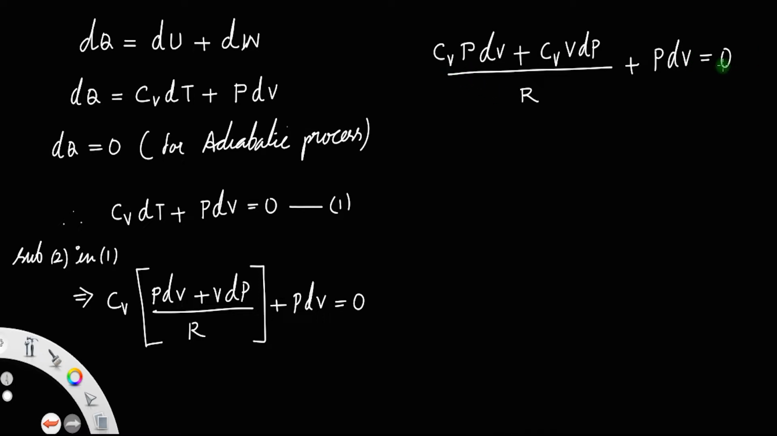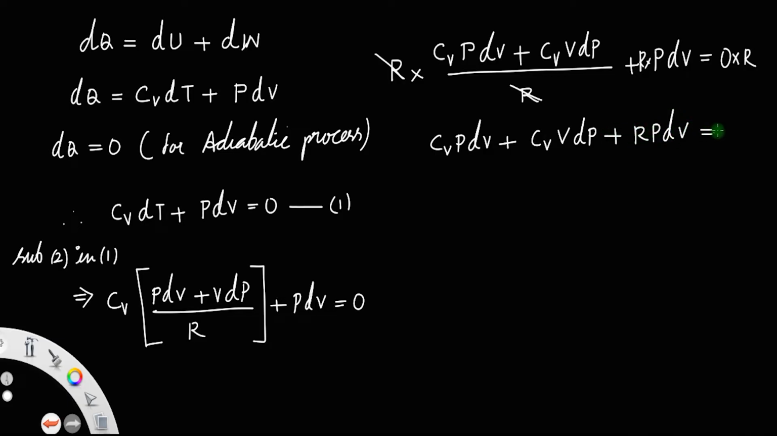Now you can multiply the whole equation with R. If you multiply all terms with R, this R and this R will get cancelled. So Cv P dV plus Cv V dP plus R P dV equal to 0 into R, which is again 0. Let's call this equation number 3.